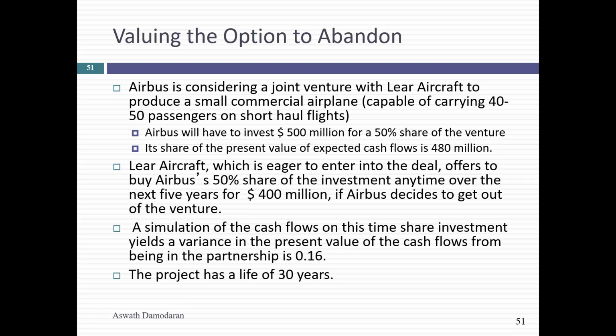The option to abandon. So let's see whether this might tilt the scale, because without it, it's a minus $20 million net present value. So the question is, is the option to abandon worth more than 20 million? Because if it is, I can take this investment that looks bad and make it into a good investment. Let's say you've done a simulation of the cash flows, because here, unlike oil prices, you can't observe the standard deviation, and come up with a variance of 0.16. And let's say the project has a life of 30 years. That's going to come into play. So you have the right anytime over the next 5 years to walk away from the joint venture.